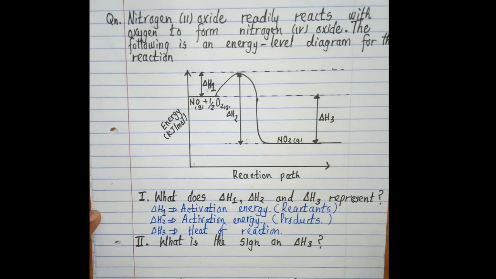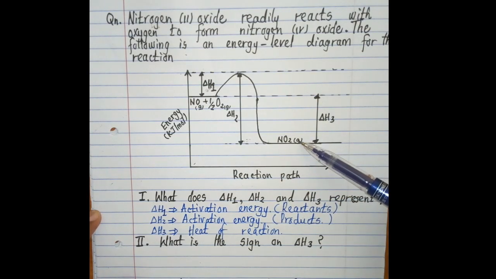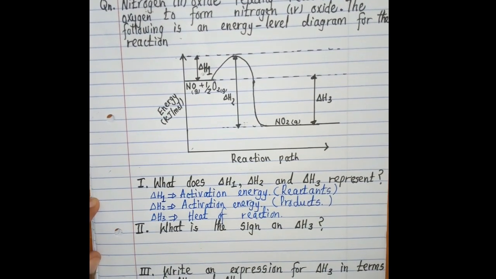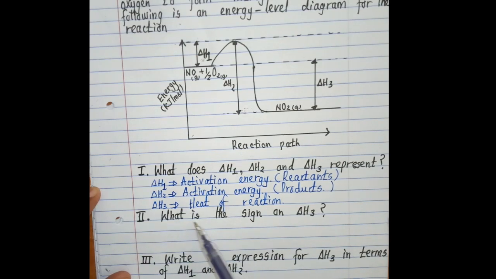That is, a reaction of nitrogen(II) oxide with oxygen will lead to formation of nitrogen(IV) oxide. Hence, that enthalpy change is what you call heat of reaction. Now, what is the sign? What is the sign of enthalpy change 3?